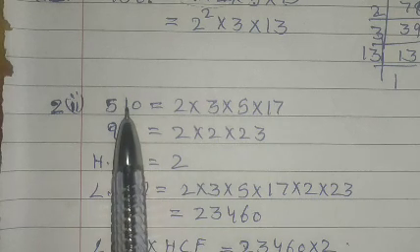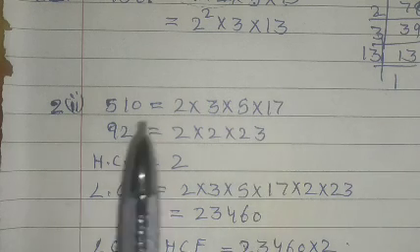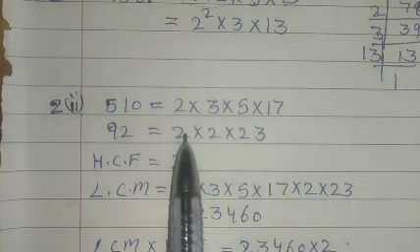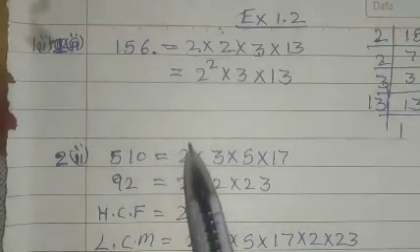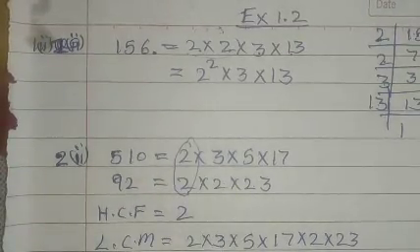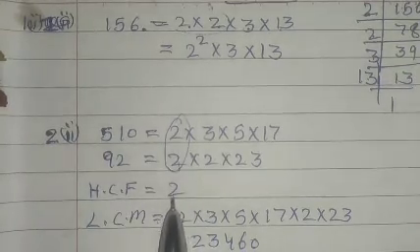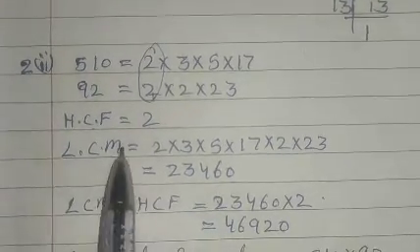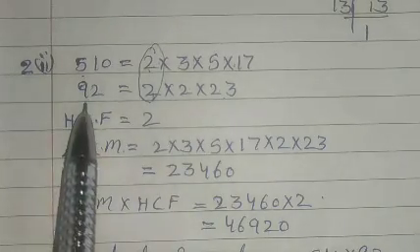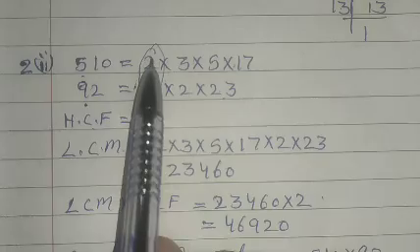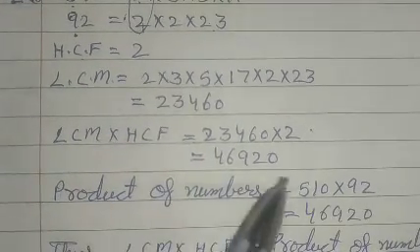Now, prime factors of 510: I have taken 2 × 3 × 5 × 17. Prime factors of 92 are 2 × 2 × 23. What will be the HCF of these two? There is only one prime factor which is common, that is 2, so the HCF will be 2. In case of LCM, we take all the factors of 510 and 92, and the common factor is taken only once. This is the LCM we are getting.